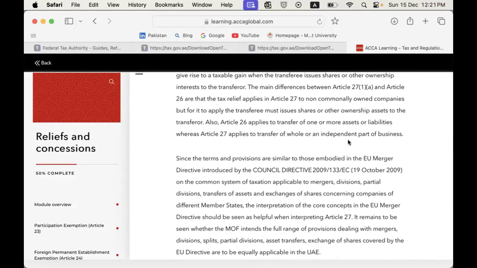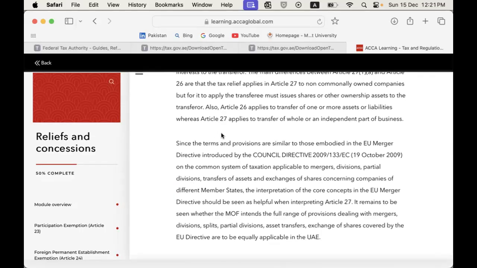So you see the difference. Under Article 26, it was qualifying transfer of assets, but Article 27, the name itself tells us business restructuring relief. So we are talking about the transfer of a business or an independent part of a business.